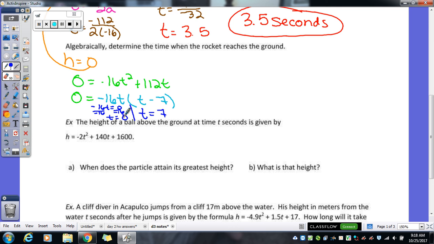So we're looking for when the rocket reaches the ground. So am I going to keep time of 0? No, because that's the beginning. It's not when the rocket reaches the ground. That's when the whole problem starts. So the rocket reaches the ground after 7 seconds.